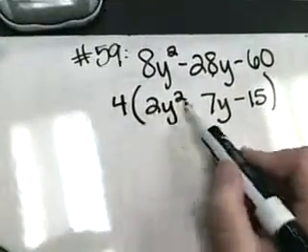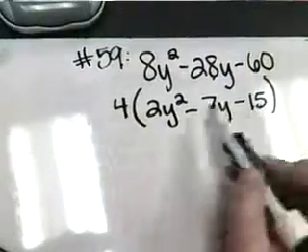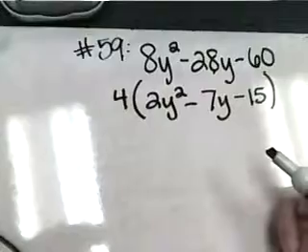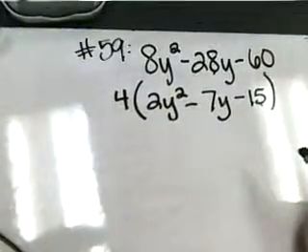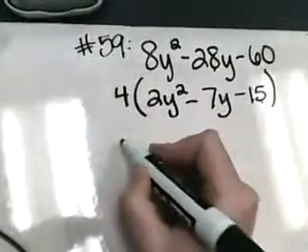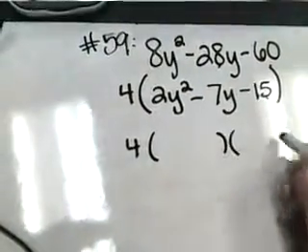And I always double check. 2, 7, and 15. No, there's nothing else I could take out. So I know that 4 was the biggest term. Okay, are the first and the third perfect squares? No, 2 and 15, neither one is. So now I'm ready to try general factoring.